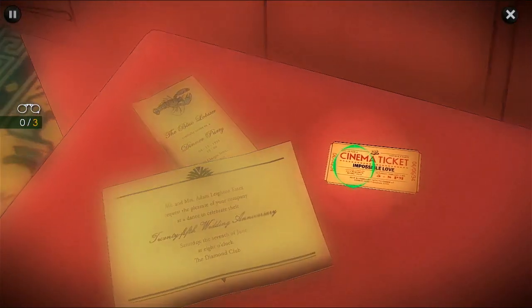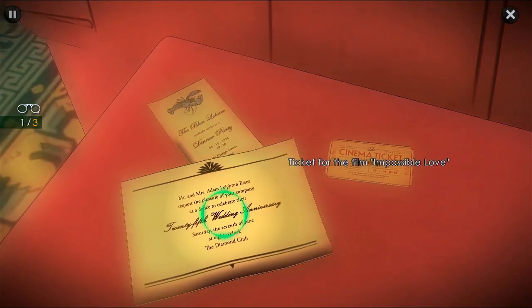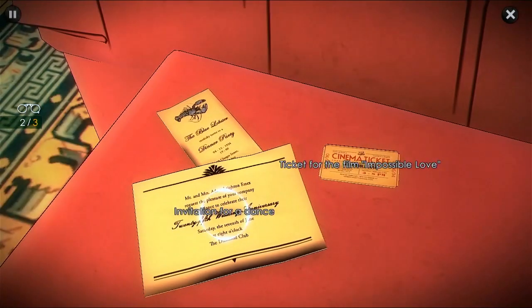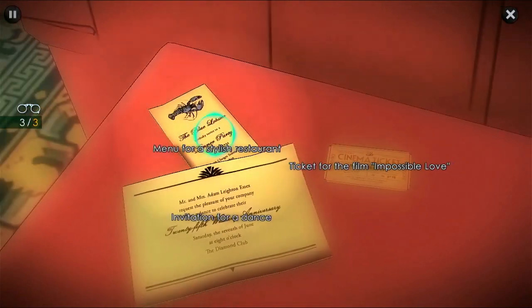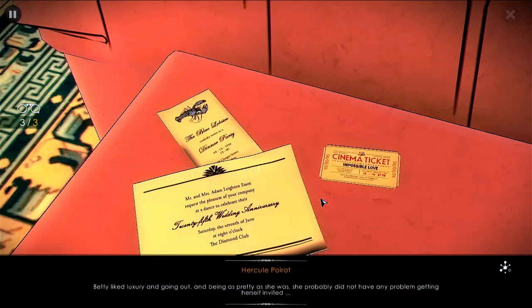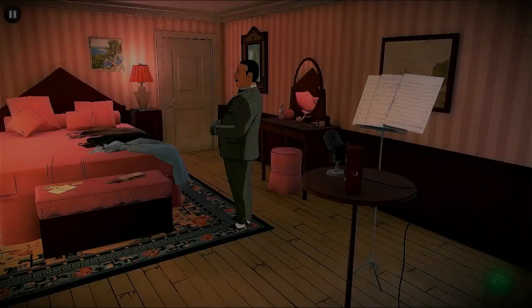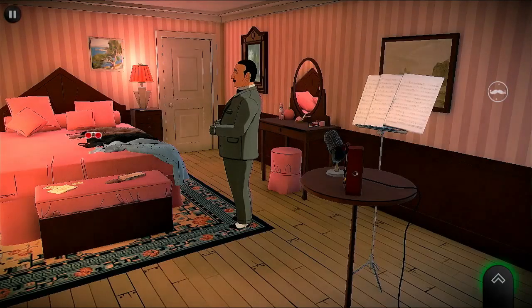What do we have here? Cinema ticket. Ticket for the film Impossible Love. Invitation for a dance. Menu for a luxury dinner. Betty liked going out to parties. And being as pretty as she was, she probably did not have any problem getting herself invited. She was young and she wanted to have fun. Can't really blame her.